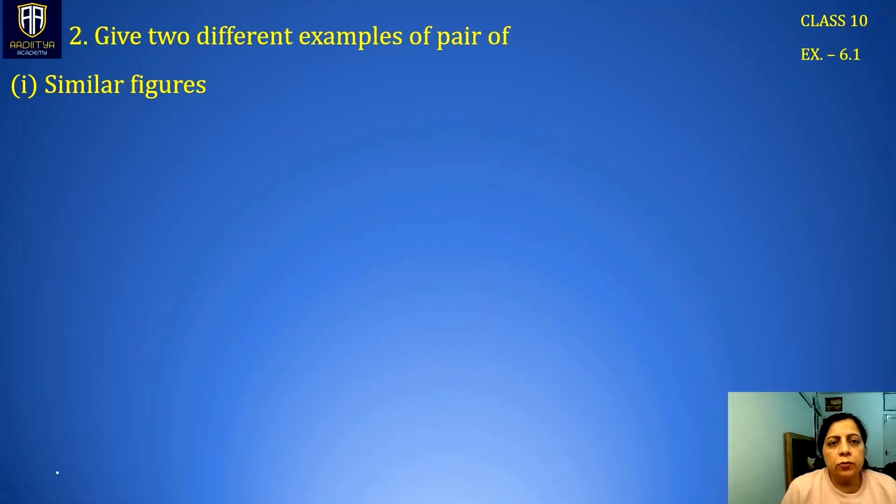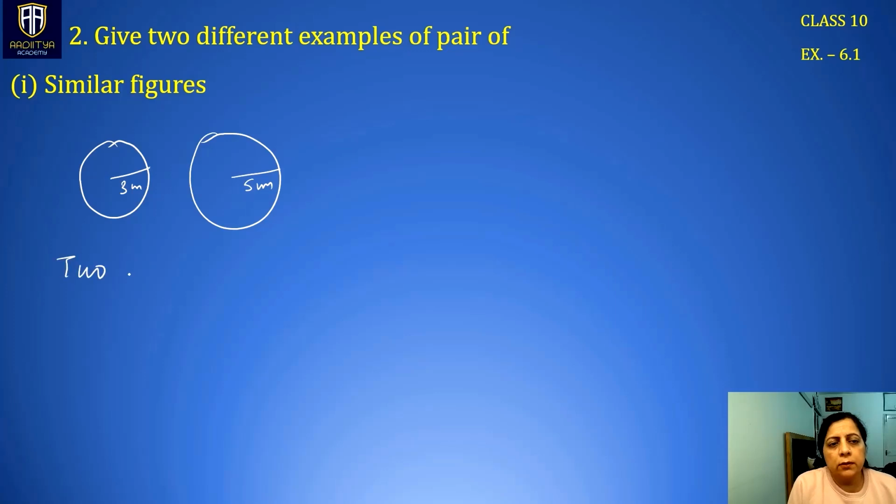Next is: give two different examples of a pair of similar figures. Okay, similar figures. We can say a pair of circles, let this be 3 centimeter, let this be 5 centimeter. So we can say two circles with radii, you can take any radii, 3 centimeter and 5 centimeter.